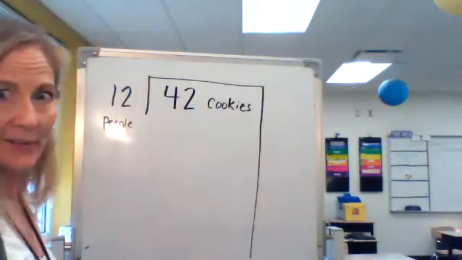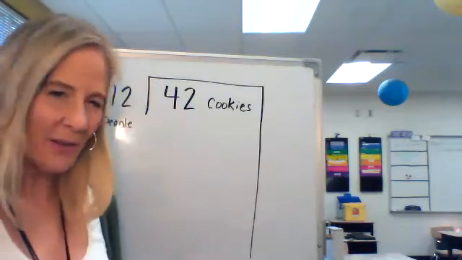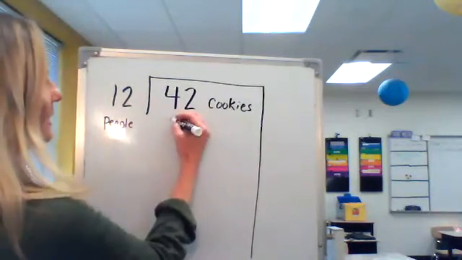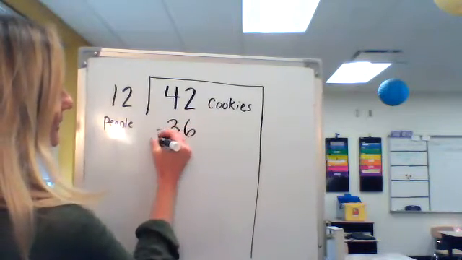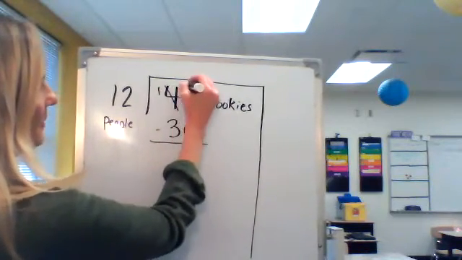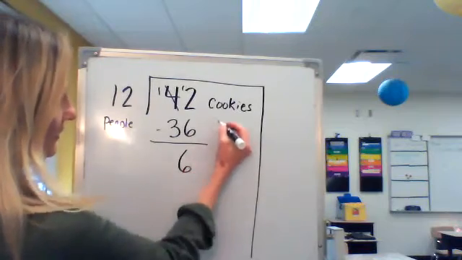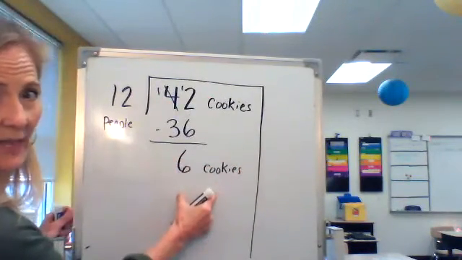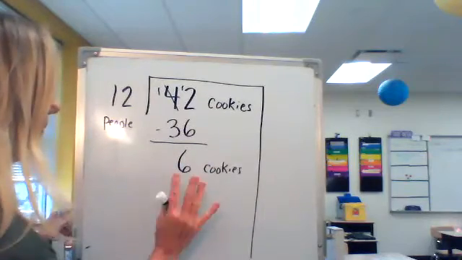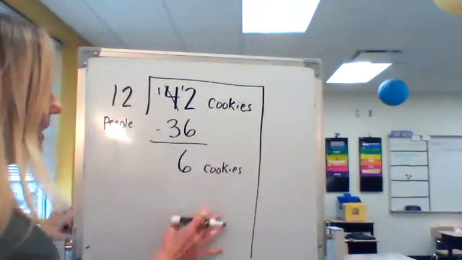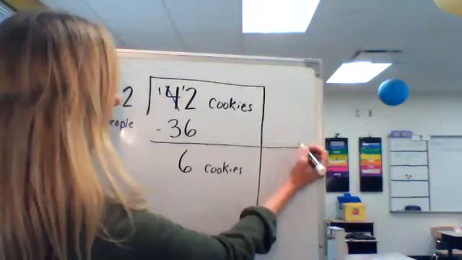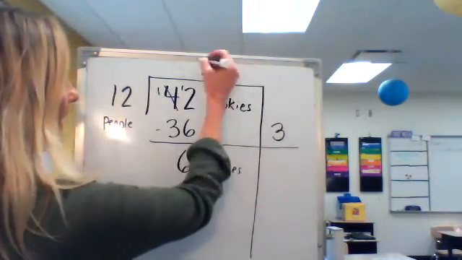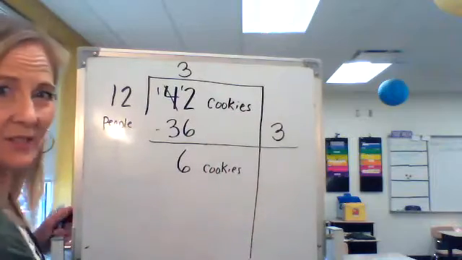So 42 cookies, I know that 12 times 4 is 48, so I can't give everyone 4 cookies. So I'm pretty sure I can give everyone 3, because 12 times 3 is 36. So I have 6 cookies left over. There's still cookies. If I were to label this, my dividend is still the same thing, and that's important to keep perspective on the problem. So everyone is going to get how many cookies? I give everyone 3 cookies. Okay, so we have 3 cookies, and there's 6 left over.